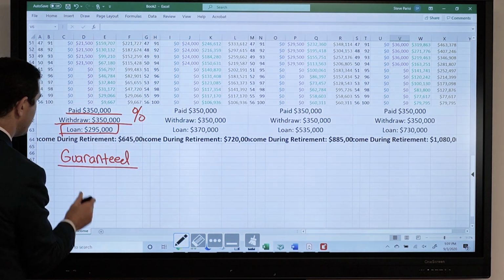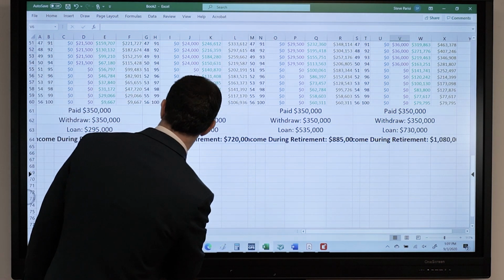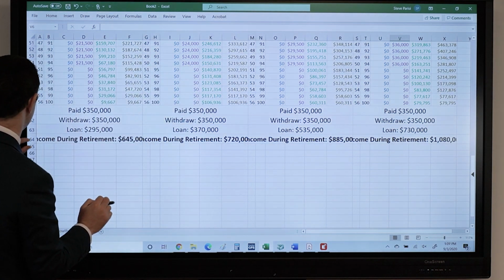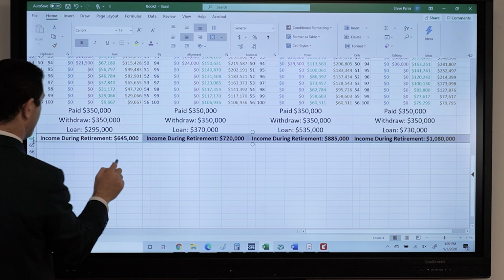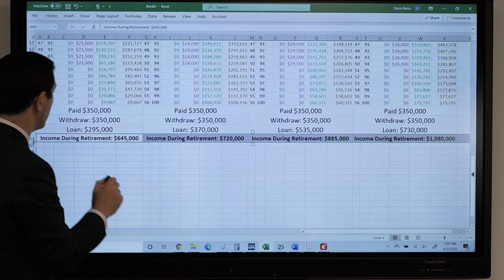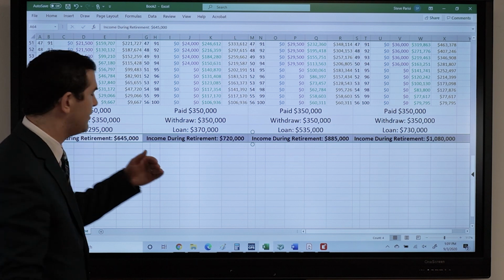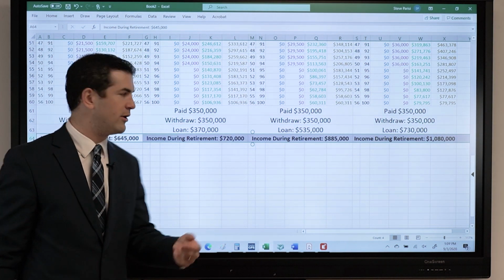So total income during retirement, I'm gonna make this a little bit smaller. Made it too big. There we go. Income during retirement, $645,000. Total paid in $350,000. Everything above what I paid in was another $295,000, so approximately $300,000.